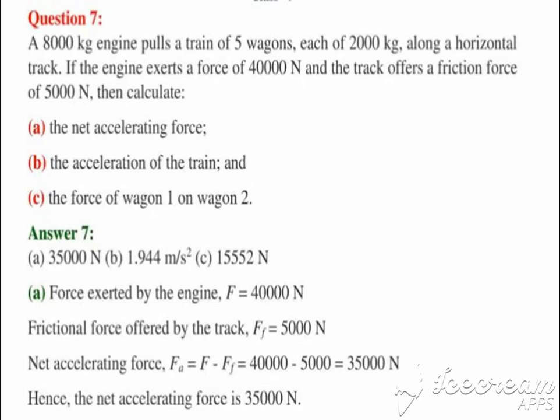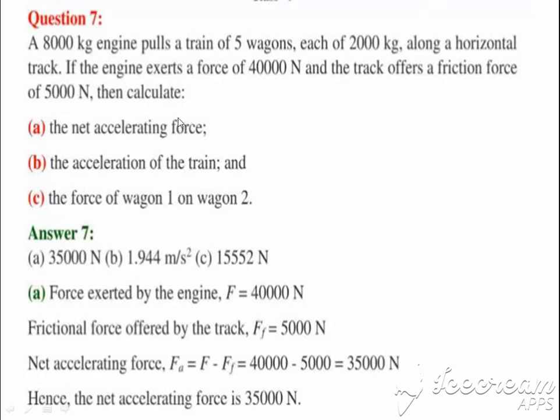Next, an 8000 kg engine pulls a train of 5 wagons, each of 2000 kg. So the total weight of the wagons becomes 10,000 kg. If the engine exerts a force of 40,000 Newton and the track offers friction of 5,000 Newton, then you have to calculate these things: the net force, the acceleration of the train, and the force of wagon 1 on wagon 2. The first thing that you have to see is the force by engine is 40,000, the force by friction is 5,000 Newton. So the remaining is 35,000 Newton force. You will write all the given things. Frictional force 5,000, net force would be the subtraction of friction from the total, that is 35,000 Newton. So answer A would be 35,000 Newton.